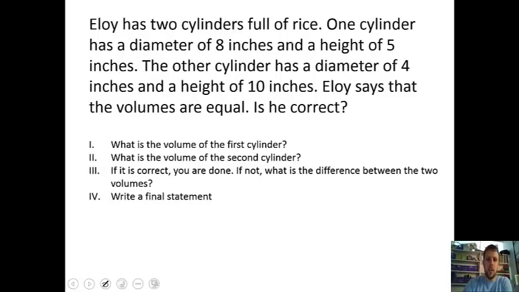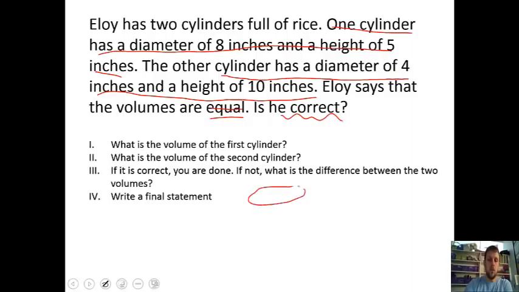So I noticed that I need to do some annotating. One cylinder has a diameter of 8 inches and a height of 5 inches. The other cylinder has a diameter of 4 inches and a height of 10 inches. And Eloy says that the volumes are equal. And that's important. And then we have to know, is that correct? Well, in order to solve this, I'd probably want to draw a cylinder. And so I need to then label it with the correct information.